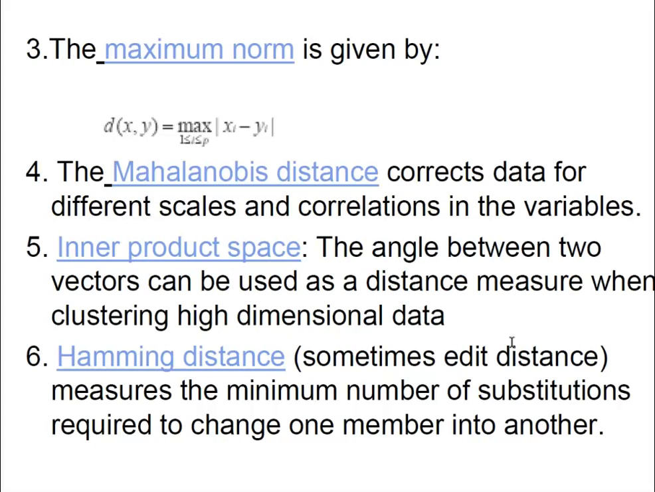And finally, number 6, Hamming distance. This measures how many positions are different between two strings. For example, the words cat and bat have a Hamming distance of 1 because there's only one character difference between them. This measure is used in genetics, error correcting codes, and natural language processing as well. For today's examples, we'll be using Euclidean distance, which is by far the most common choice for k-means.